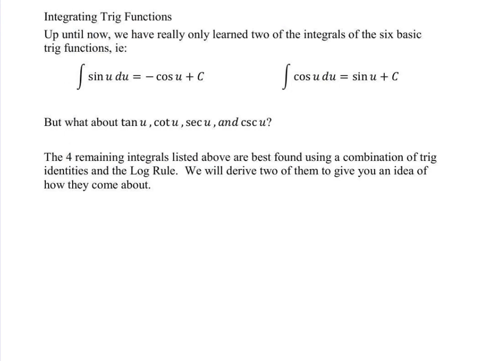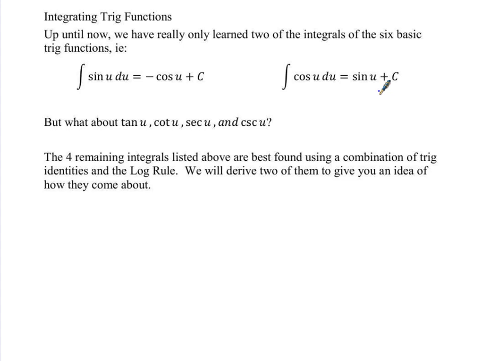The last chunk of section 2 is integrating trig functions. Up until now, we have learned the integral of sine and the integral of cosine, and we defined those from taking derivatives earlier in the year. The integral of sine u is negative cosine u, because the derivative of cosine is negative sine. The integral of cosine u is sine u, which is positive because the derivative of sine is cosine. And we include the plus c.